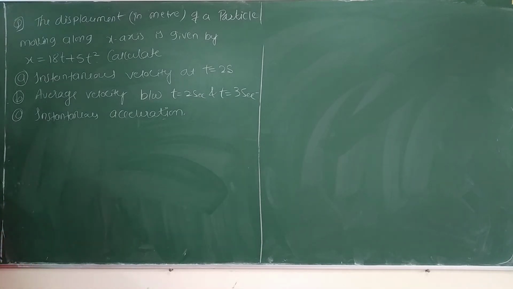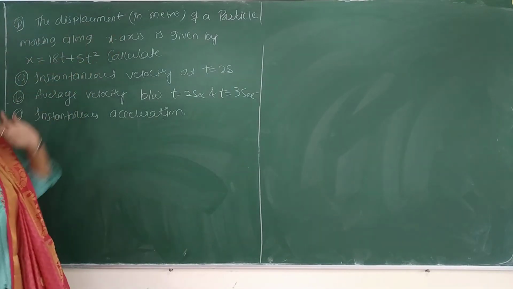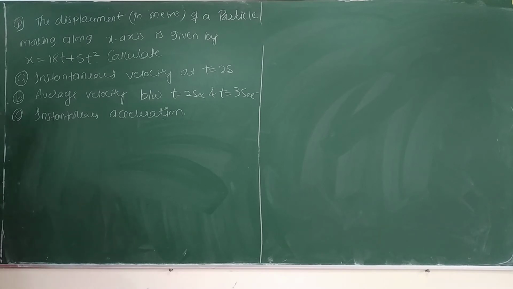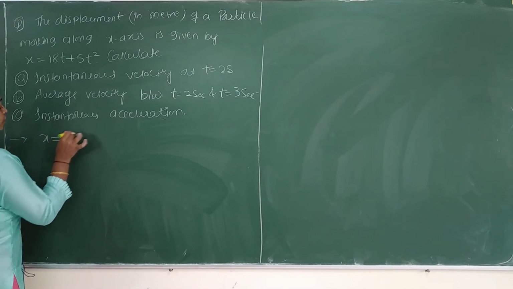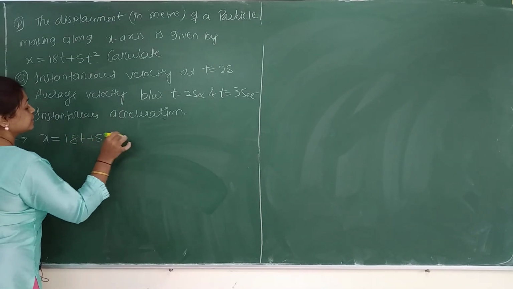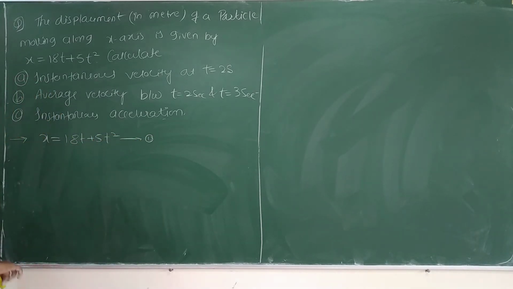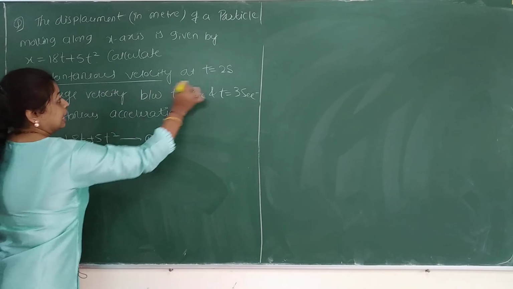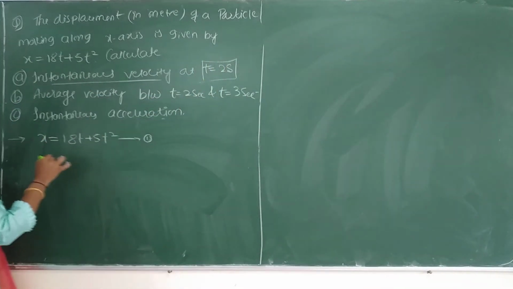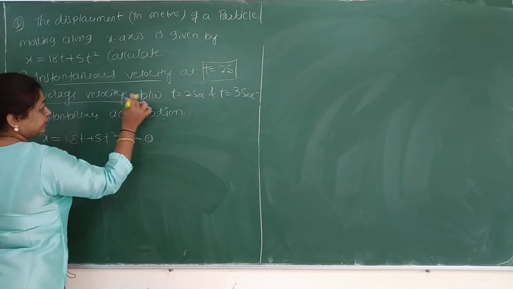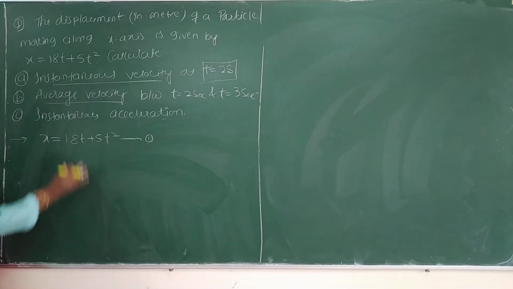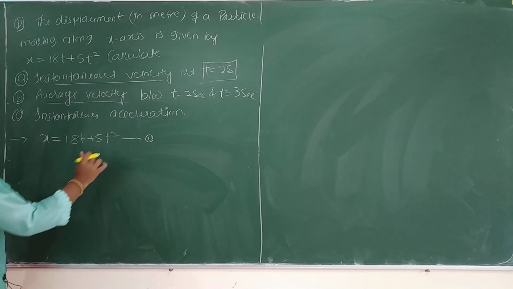Here the question is about displacement. The displacement in meters of a particle moving along the x-axis is given by, so displacement is given. What is the given displacement here? Just note down. X is equal to 18t plus 5t square. Let us take it as equation 1. So the displacement equation is given and they are telling us to calculate instantaneous velocity at time 2 seconds. Then average velocity has to be calculated between 2 seconds and 3 seconds, and then you have to calculate instantaneous acceleration. Let us calculate one by one.